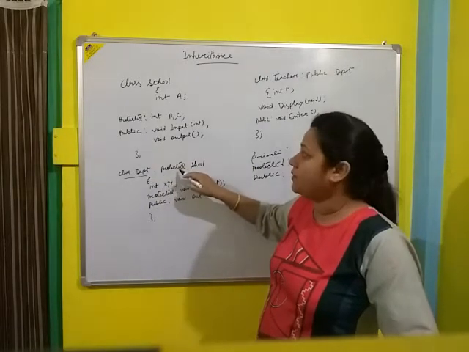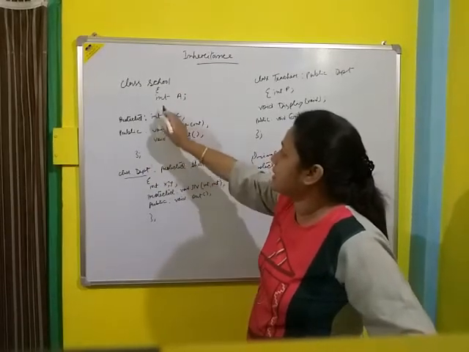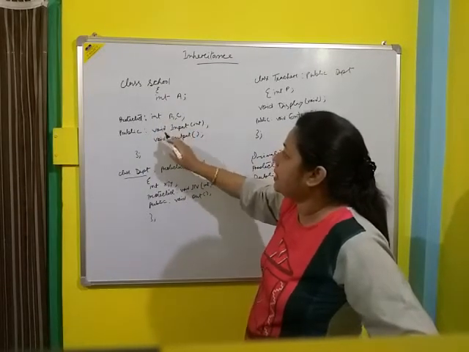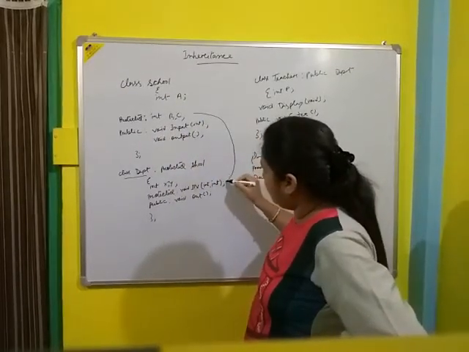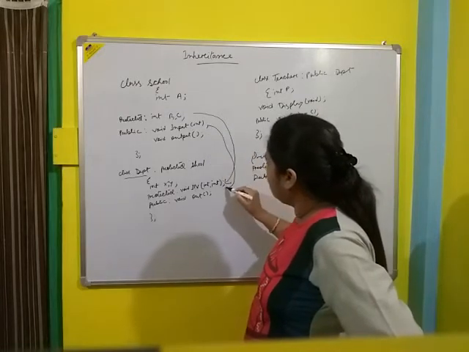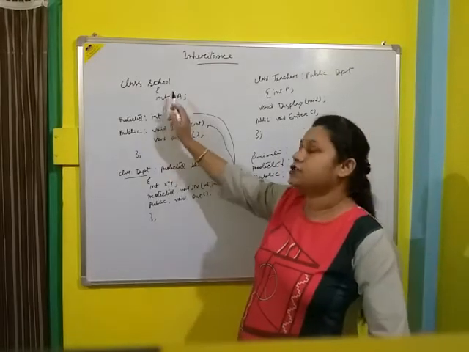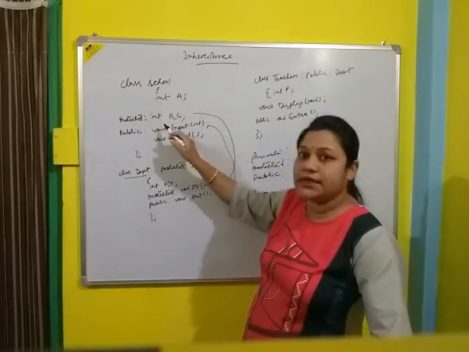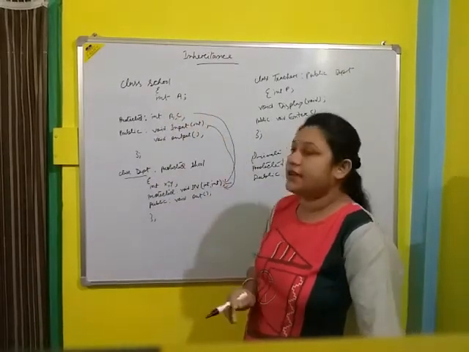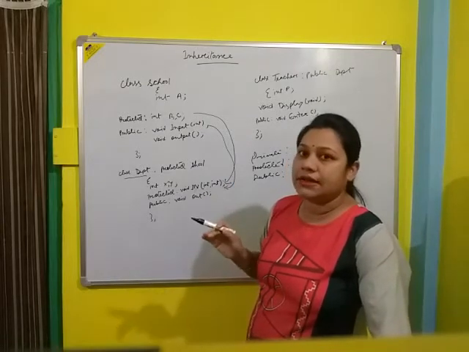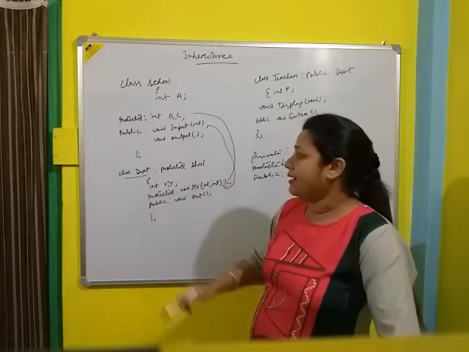If the derived class inherits the base class in protected mode, then all the protected members and public members of the base class will become protected members of the derived class. Okay, now look students, we have a class school, and the school is an individual class. It is not inheriting other classes. It is an individual class, it has its own private, protected and public data members.